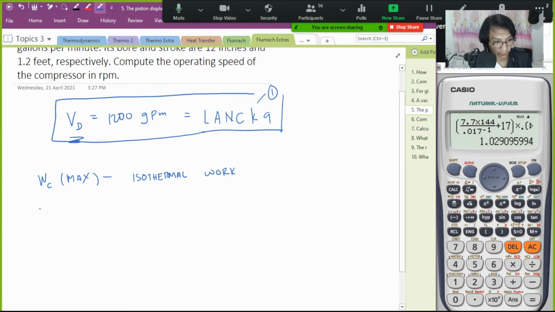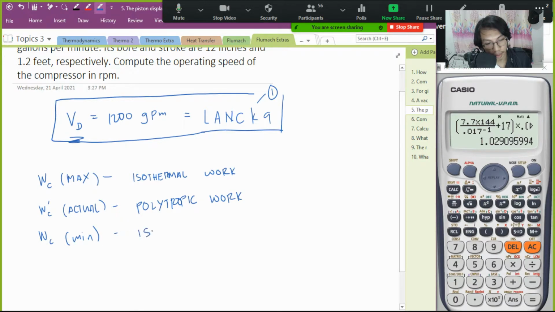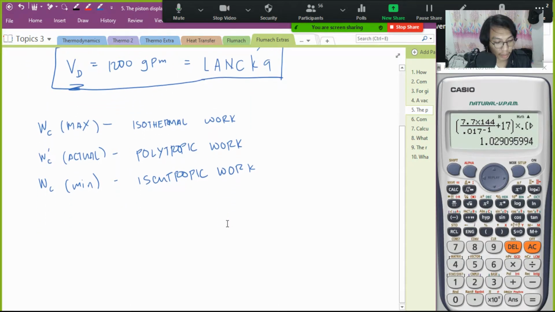Kapag naman, actual work, okay, that is the polytropic work. How about yung minimum work? That is the isentropic work. Ayan. So, sir, saan mo ba makukuha yung mga isothermal work na yan? Polytropic work, isentropic work. Ito lang po yun.